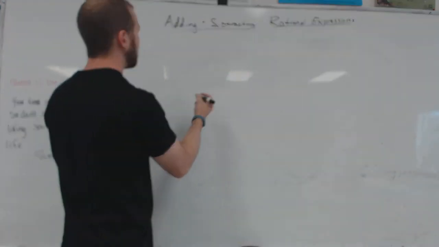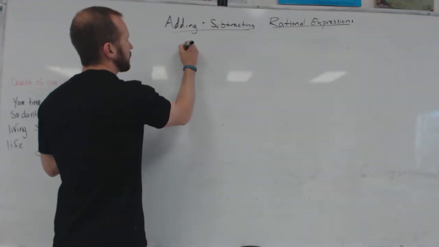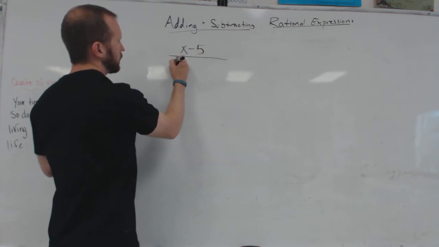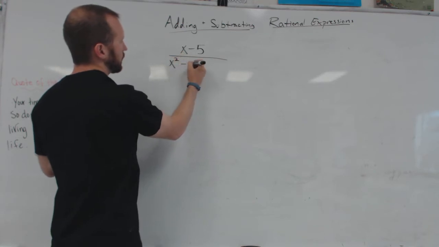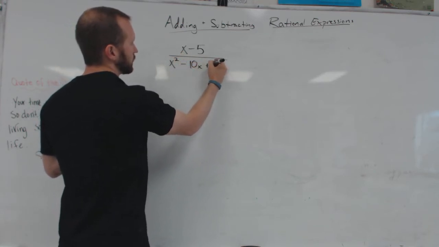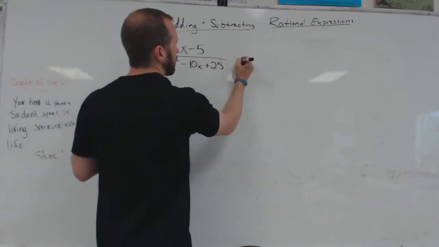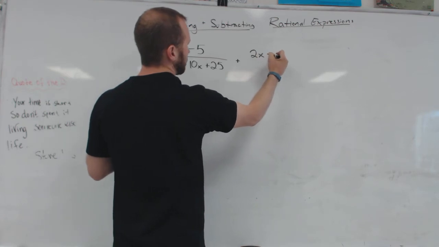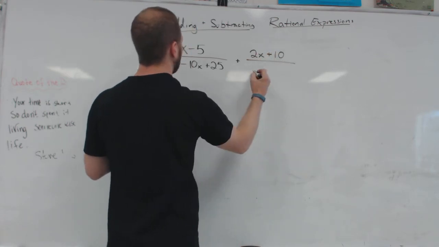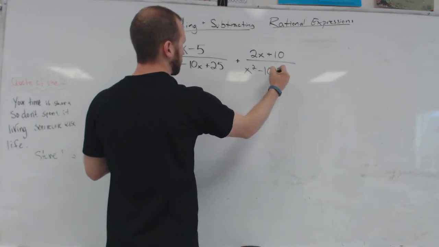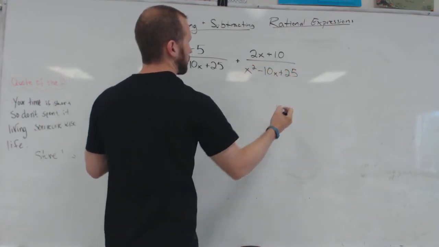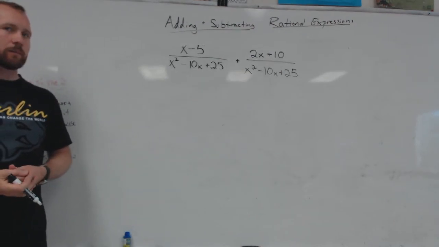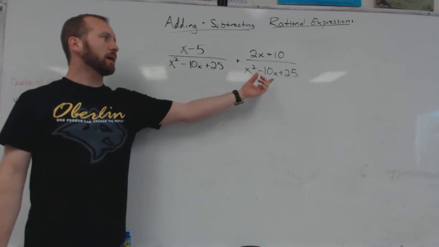What if I have x minus 5 over x squared? Okay. So this one's going to be a little different. The first step is the same. We have our same denominators.